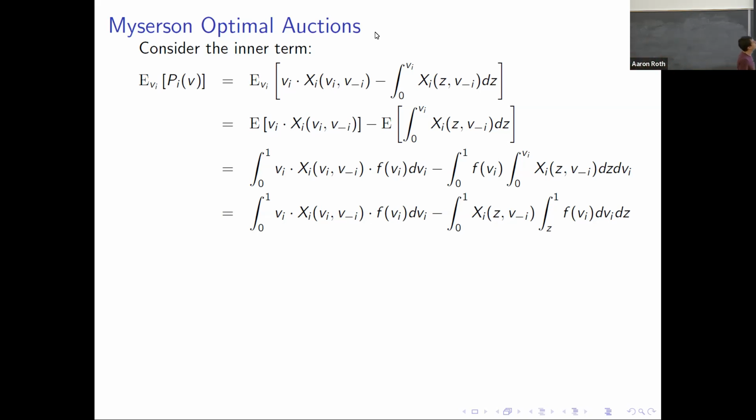So what is the range of Z? That's what I should integrate over here. Well, Z was going to be anything less than your bid, VI, and your bid can range anywhere from 0 to 1. So Z can also range anywhere from 0 to 1. There are portions of this integral where Z takes any value from 0 to 1, because Z ranges from 0 to VI, but VI ranges all the way up to 1. So my integral over Z had better now be from 0 to 1.